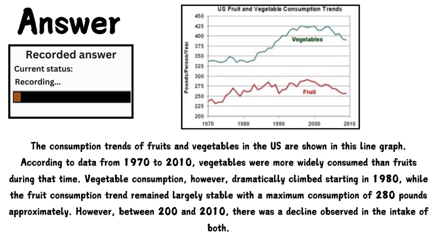The consumption trends of fruits and vegetables in the U.S. are shown in this line graph. According to data from 1970 to 2010, vegetables were more widely consumed than fruits during that time. Vegetable consumption, however, dramatically climbed starting in 1980, while the fruit consumption trend remained largely stable, with a maximum consumption of approximately 280 pounds. However, between 2000 and 2010, there was a decline observed in the intake of both.